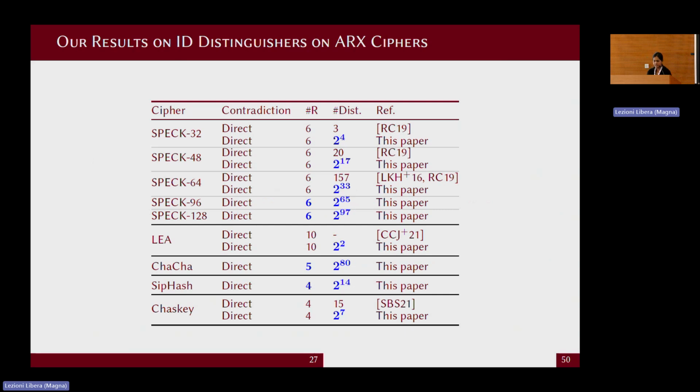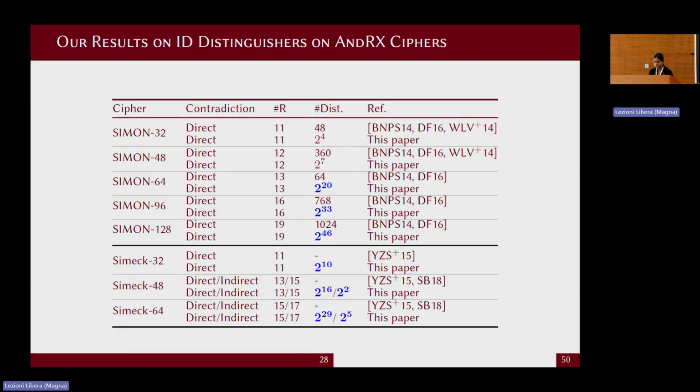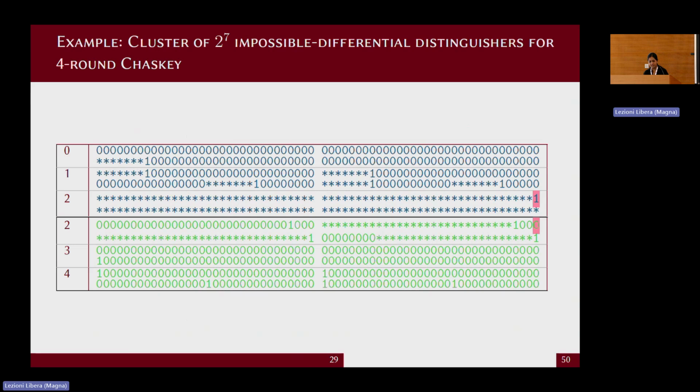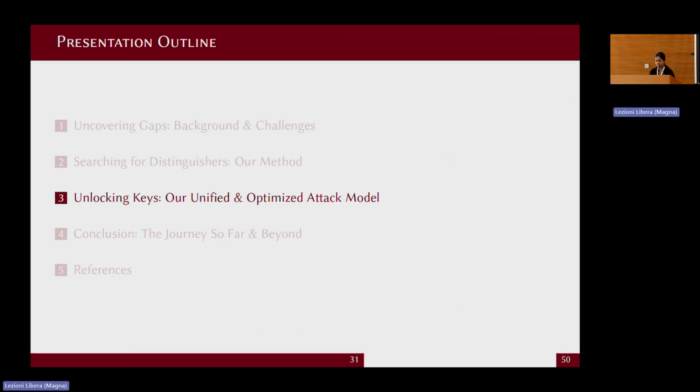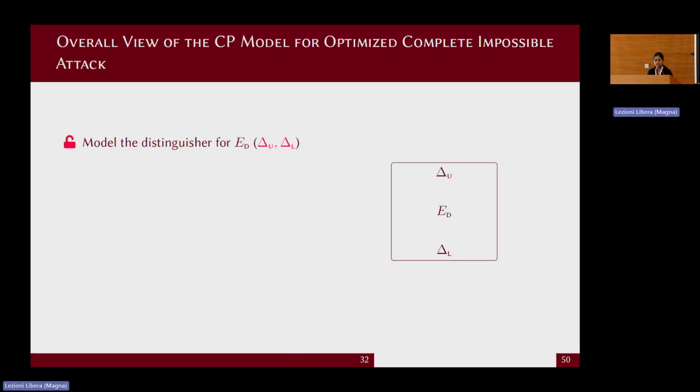So this is a glimpse into our results on ARX ciphers. One can see that we have shown some new results on some ARX ciphers. We have also found some new trails in which we did not get a round improvement in the distinguishers. And for the AND-ARX ciphers, Simon and Simeck, we did not have any round improvements in the distinguishers, but we got some new trails along with revisiting the old trails. These are some examples for Chaskey, where for two rounds forward and two rounds backward, we got the contradiction. And for Speck, I think it's 96, we got two rounds forward and four rounds backward, we got the contradiction.